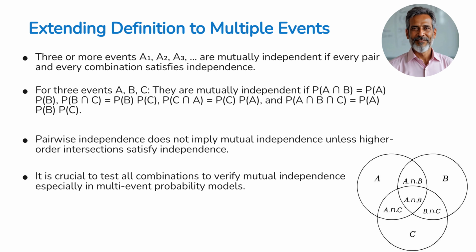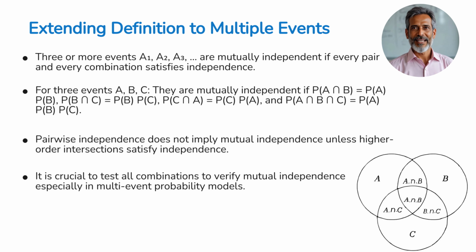For just 3 events, A, B, and C, they are mutually independent if the following all hold true. First, the probability of A and B happening together equals the product of their probabilities. So P of A intersection B equals P of A times P of B. Second, the same must be true for B and C. P of B intersection C equals P of B times P of C. Third, for C and A, P of C intersection A equals P of C times P of A.